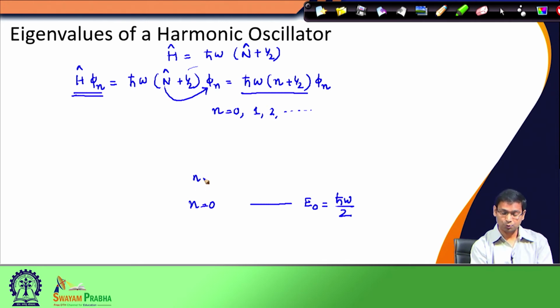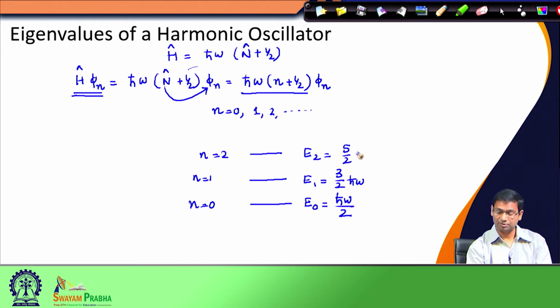So, when n is 1, I get the next energy level, and that is E 1. If you see this, n is 1, so 1 plus half is 3 half. So, I am getting 3 half h bar omega. Similarly, when n is 2, the energy E 2 is 5 half h bar omega, and so on.